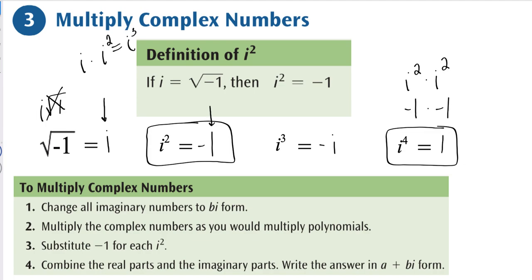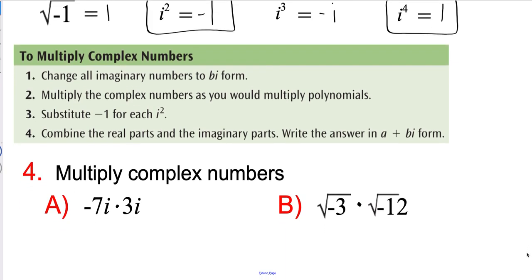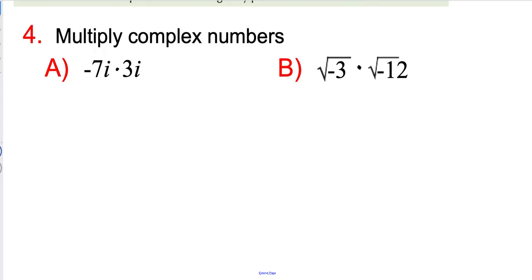So since I showed you how to multiply i's together, we're looking at how to multiply complex numbers, okay? So you need to change all imaginary numbers to bi form. That means simplify them if you can, because you cannot do any of the multiplication properties unless you have simplified them, okay? Then multiply them as if you were just to multiply polynomials. And then this is very important. Substitute negative 1 for each i squared. So wherever you see an i squared, always switch it to a negative 1. And I'll show you what I mean here on these examples. And then the last one, combine like terms, and you are done.